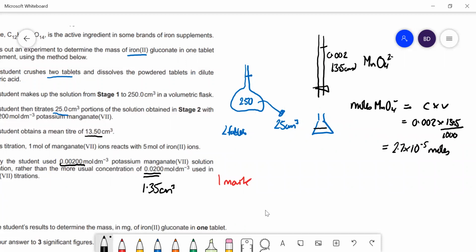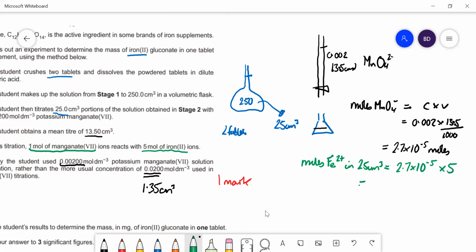Now look at the instructions here, it says that 1 mole of manganate reacts with 5 moles of iron 2. So therefore we're going to say moles of Fe2+ in 25 centimeters cubed is equal to that value multiplied by 5, and that gives us 1.35 times 10 to the minus 4 moles. Well, this is in 25 centimeters cubed.